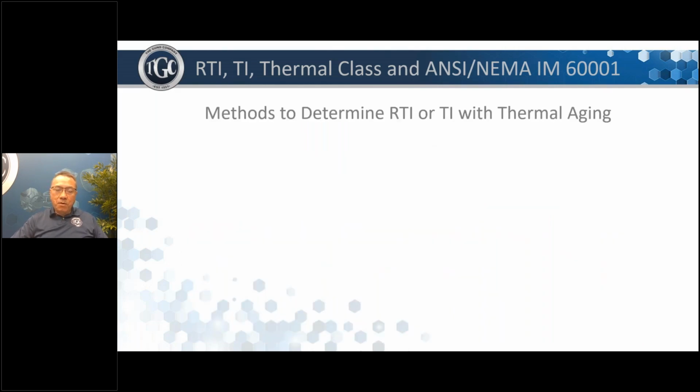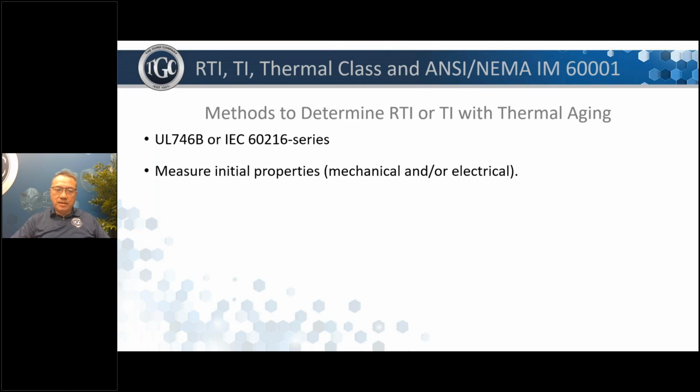Now, we talk about endpoint, so we know what the endpoint is, half of the original property. So how do we get to half of the original property with thermal aging? Well, I mentioned UL 746B. That's been around since the 1970s. And in the last 30 years, the IEC 60216 series is the equivalent of UL used in Europe. And the two methods are very similar. I'll talk about a little bit of difference between the two methods later.